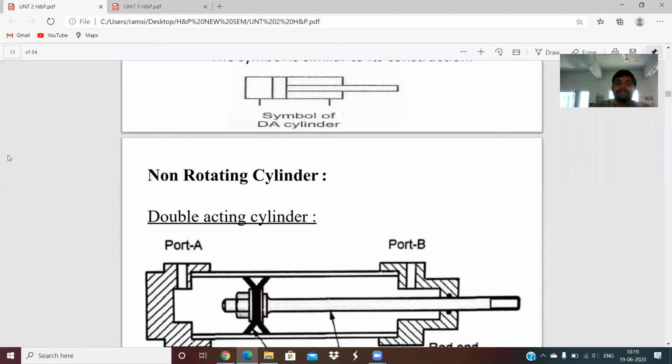Okay, now take an overlook at chapter number 3. So this is chapter number 3, which is fluid power control.